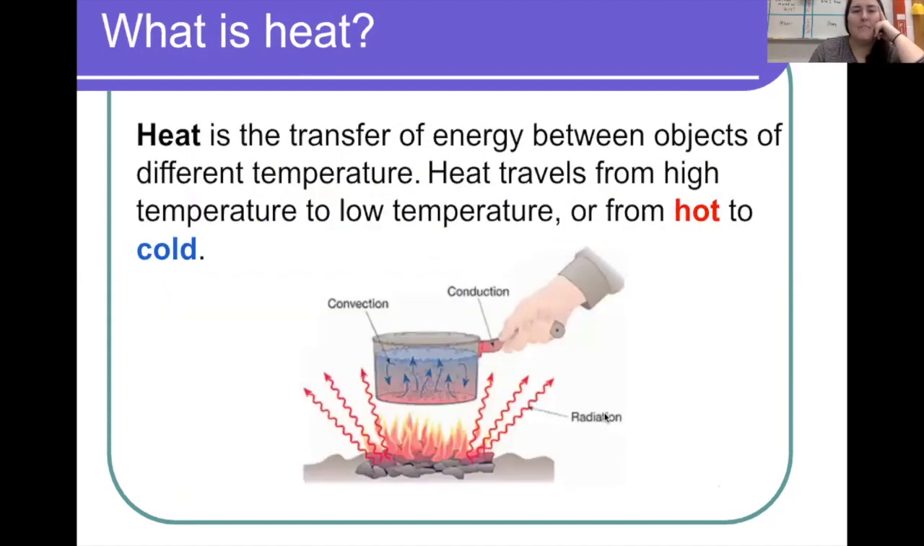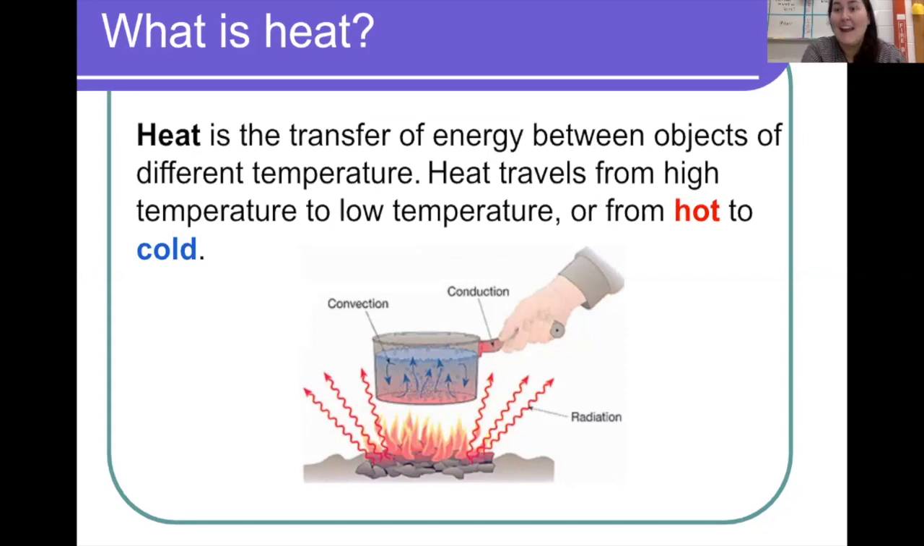But yeah, heat and temperature are different things. Just like mass and weight were different things, now heat and temperature are different things. I'm gonna blow your minds today. Heat is just the transfer of energy between objects. Like if you put your hand on a hot stove, which I hope none of you do, because that's not good.